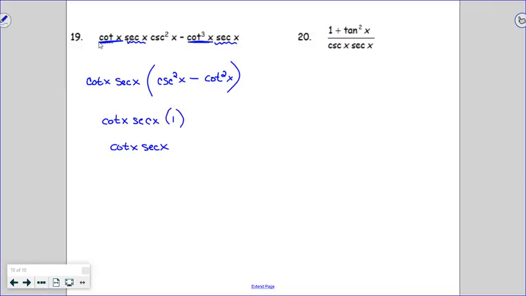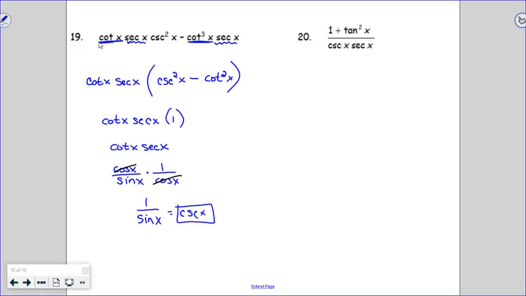If we do explore the sines and cosines of that, that would be a cosine x over sine x times 1 over cosine x, and your cosines would simplify out of there, leaving us with 1 over sine x, which is cosecant x.